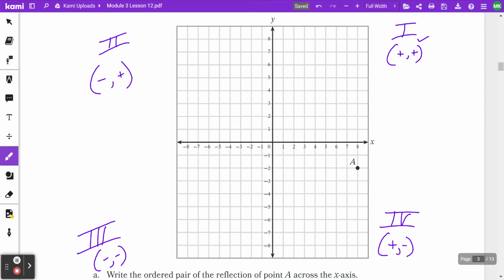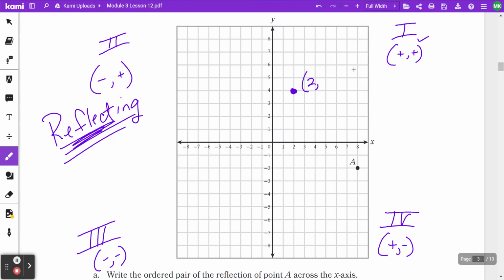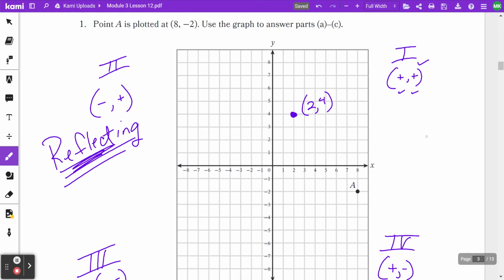So reflecting points. We are doing what is called reflecting today. Reflecting has the word reflect, like a mirror, and that's really what we're doing. If I have a point over here, with an ordered pair where the x value is 2 and the y value is 4, both positive values, quadrant 1, and I decide to reflect this point over the y-axis, what I'm doing is I want the same distance from the y-axis on the other side of the axis.